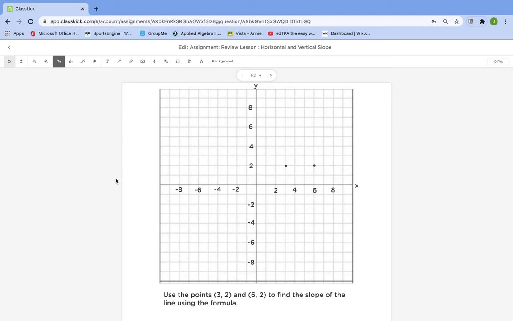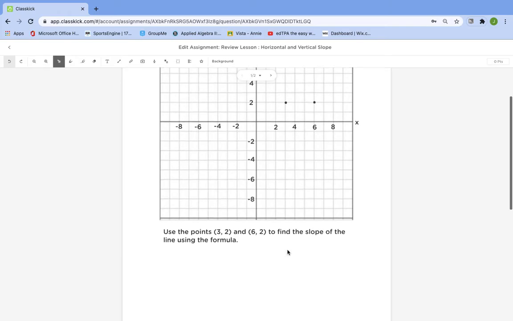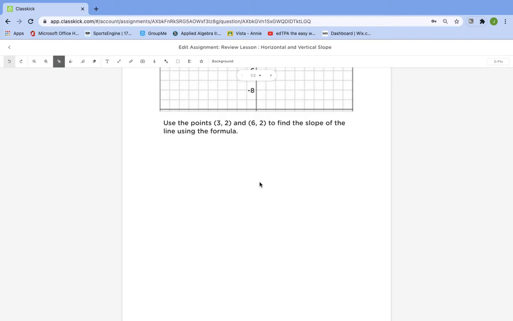So in this one, we are going to use the points (3, 2) and (6, 2) to find the slope of the line using the formula. Now I've already graphed those two points right here, and we're going to create the line later after we find the slope. So using those points, we're going to use the slope formula. Based off of the last review lesson and most of Module 6 that we did in first semester, our slope formula is y2 minus y1 over x2 minus x1.